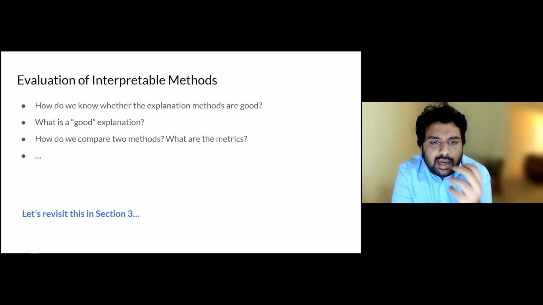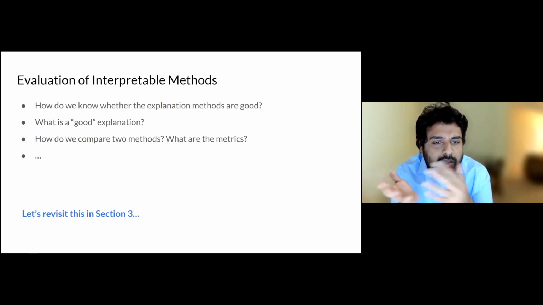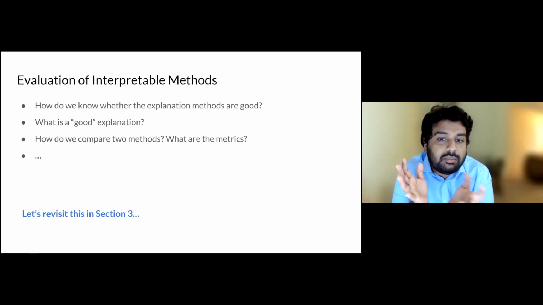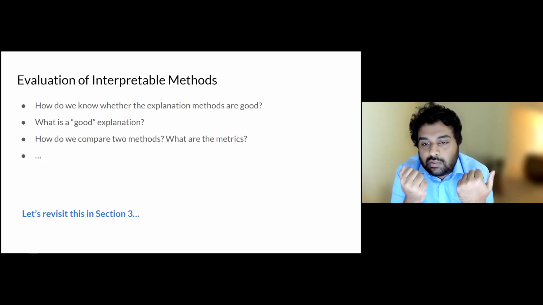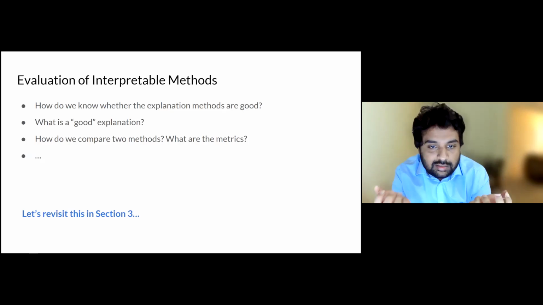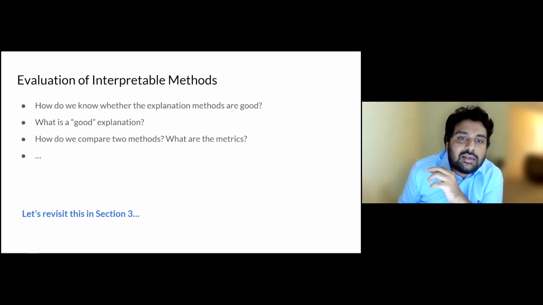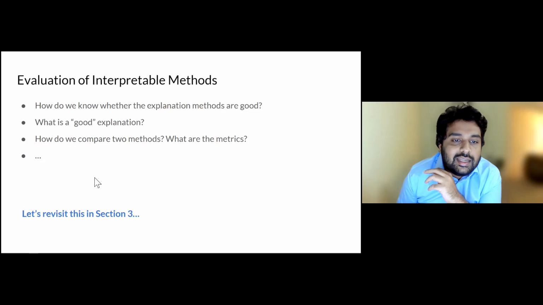Is DICE better than SHAP? Is EBM better? EBM and random forest got very similar accuracy metrics. So is random forest with SHAP better than EBM, or is EBM better? How do we compare? What are the metrics that we can use to compare? These things are not entirely clear or well defined yet.